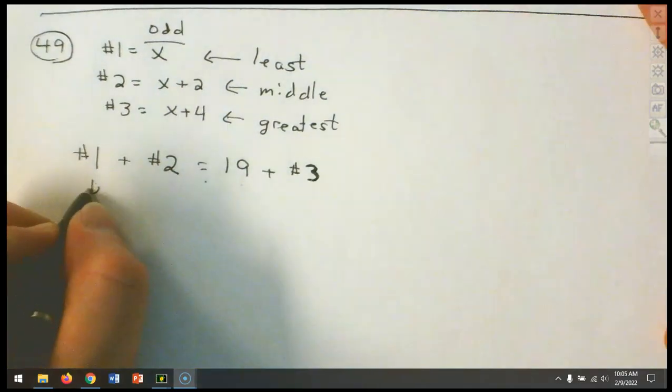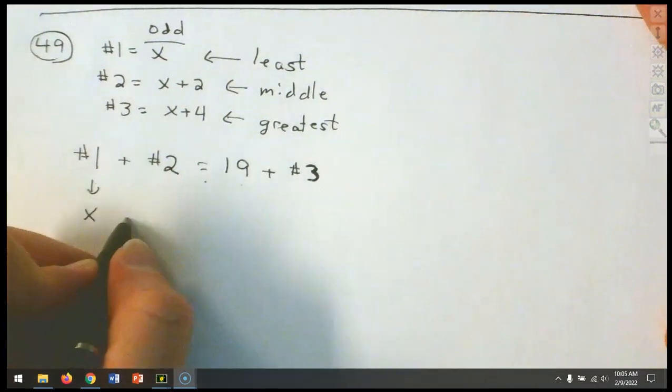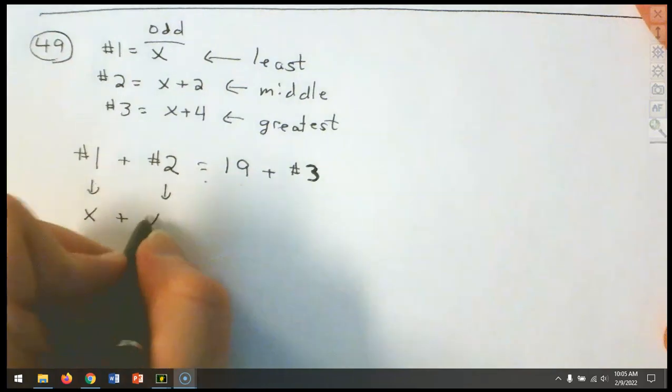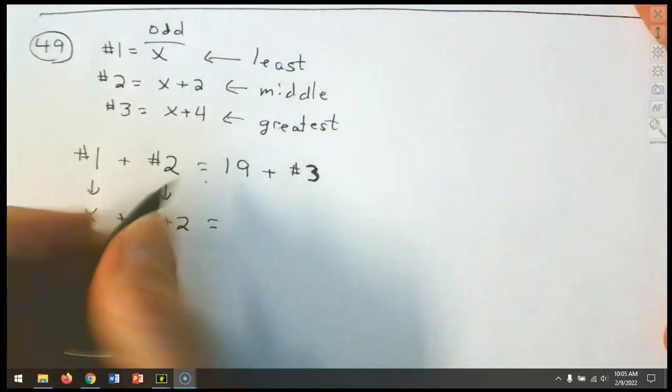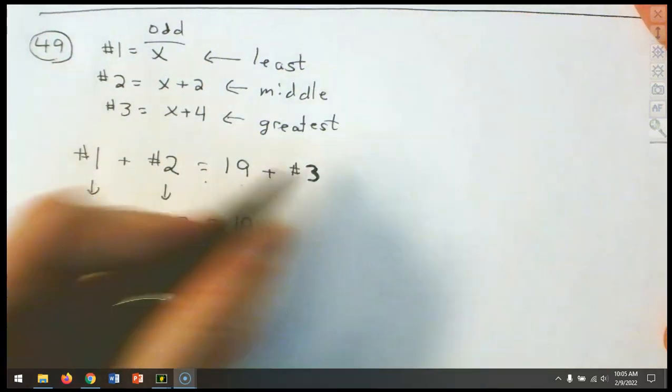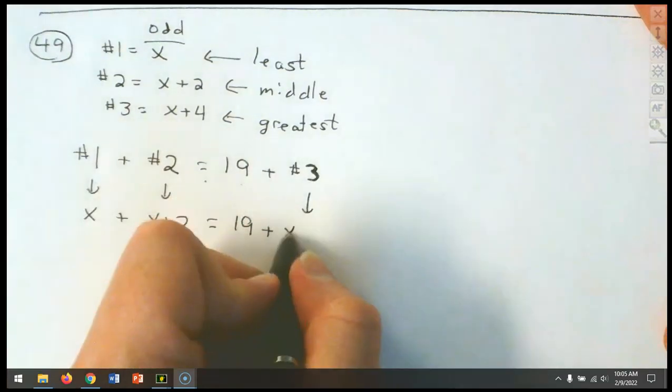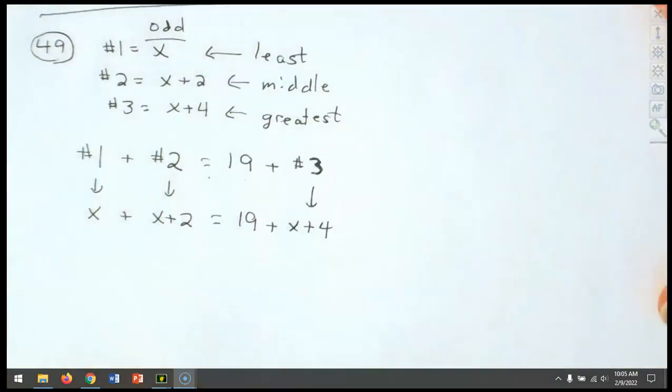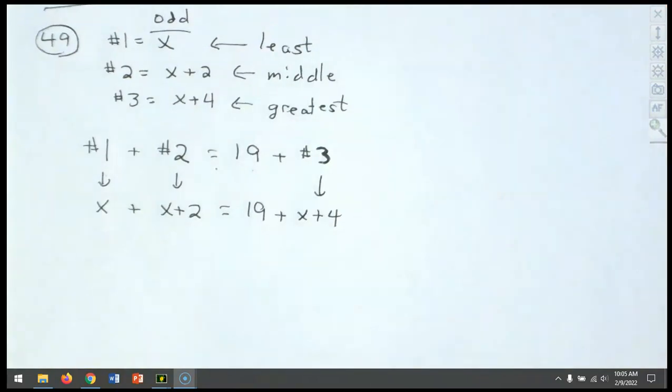Now we can fill it in. So that's going to be x there. This one is x plus 2. And we've got 19 plus our third one, which is x plus 4. Clean it up, solve it, and we'll get our 3 integers.